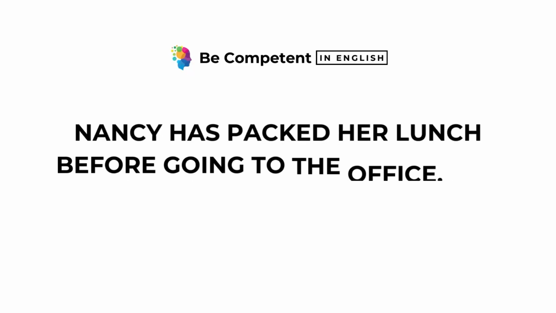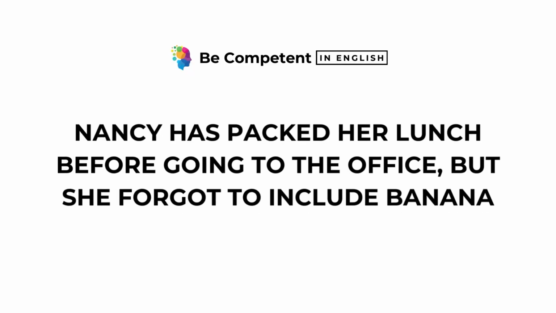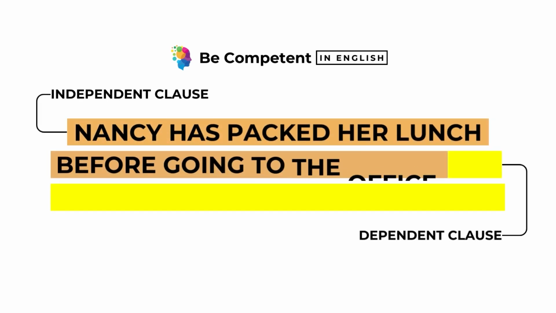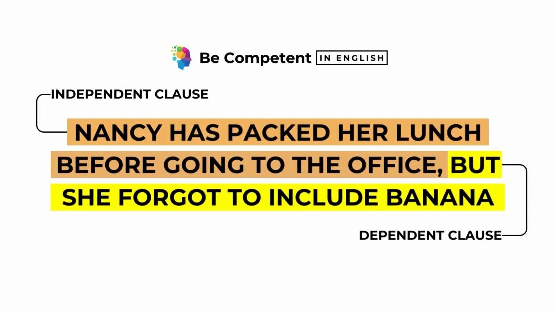Now take another example. Nancy packed her lunch before going to the office, but she forgot to include a banana. In this sentence also, we have one independent clause, then the dependent clause, and then the independent clause, and only one comma is required over here. Okay, is it clear? Hope you have understood today's lesson.